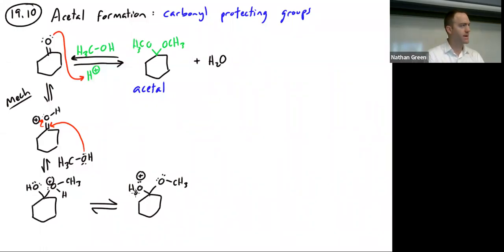This kind of looks like water, right? That needs to be kicked off. If I kick that off, that carbon's going to have a positive charge. I don't like that. So what can I do? Take it from somewhere else. That oxygen's got lone pairs. They can push down to make a new bond over there. And so I just lost water in this molecule.